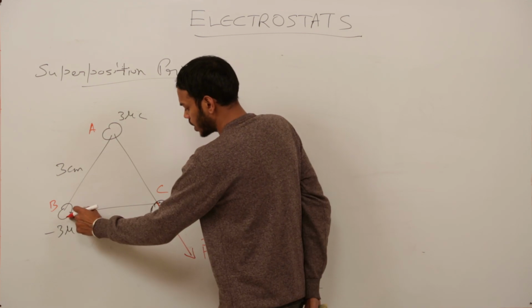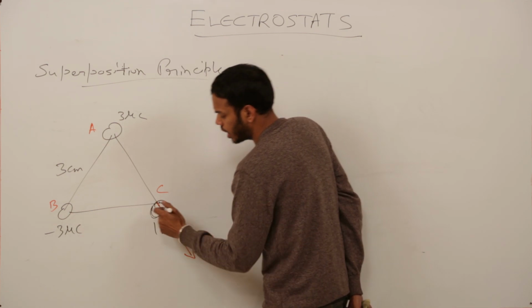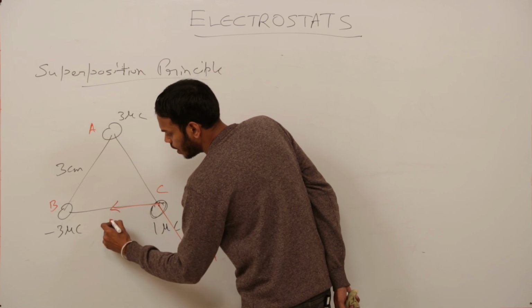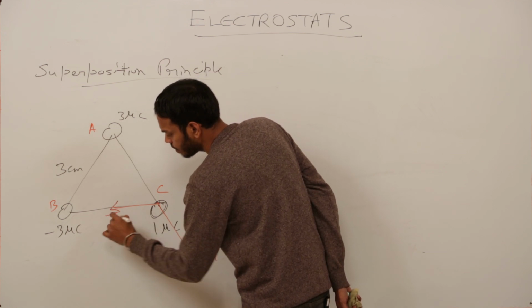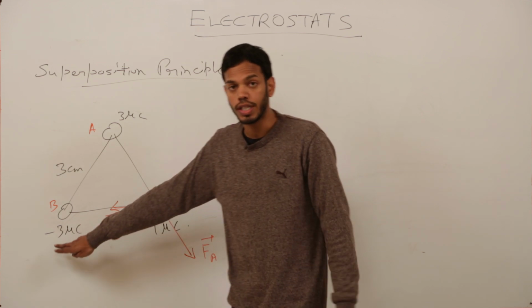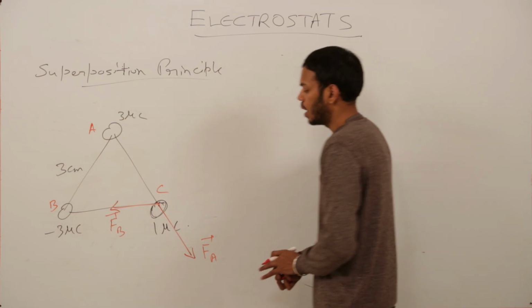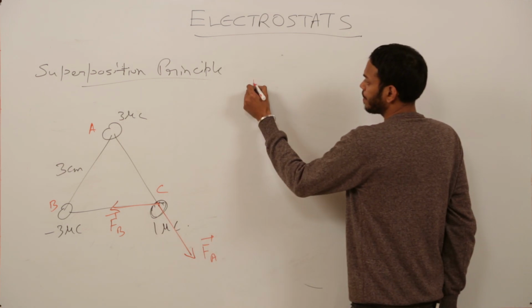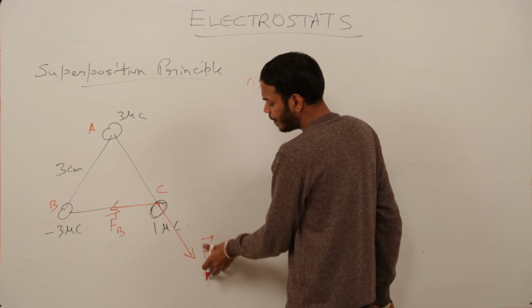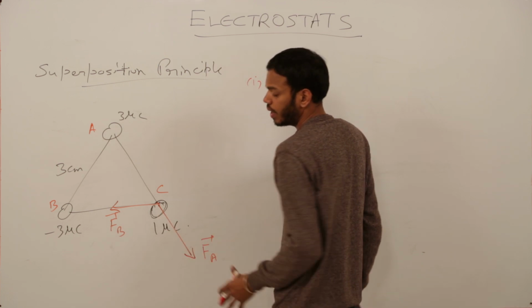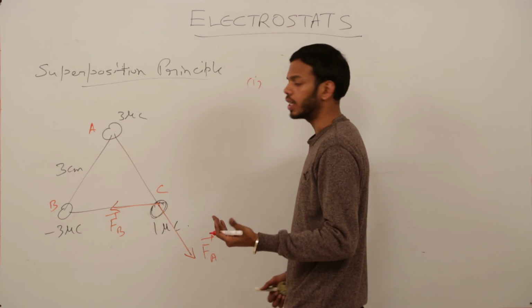This 3 microcoulomb charge is going to attract this charge. So this is the force due to the particle at B. Simple. This was negative, that is why it is attracting. This was positive, that is why it is repelling. Very simple. The first method is, I find the value of Fa and Fb separately and then I do the resultant.